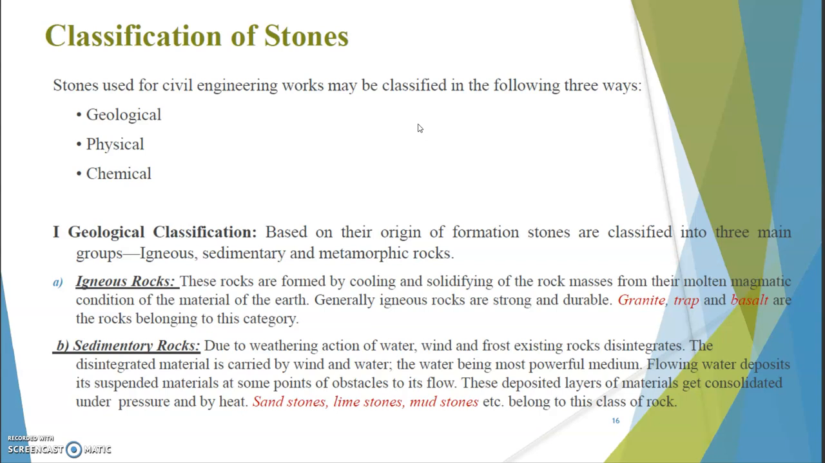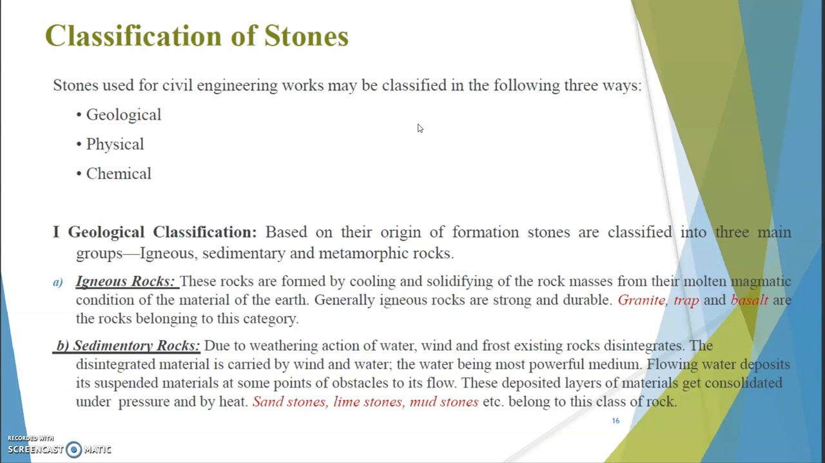These rocks are formed by cooling and solidifying of the rock masses from the molten magmatic condition of the material of the earth. Generally, igneous rocks are strong and durable. We can have granite, trap, and basalt as examples for igneous rocks. Igneous rocks are generally developed from the frozen magma from the earth's interior.